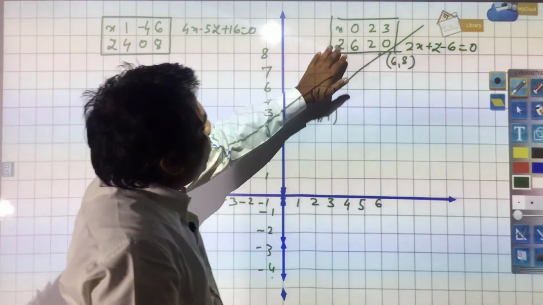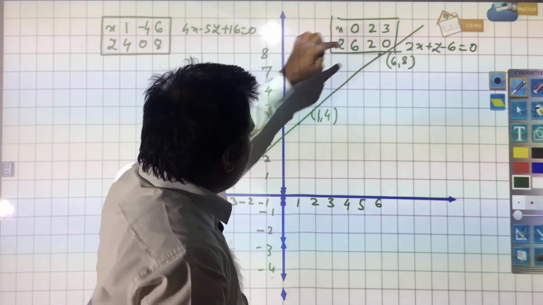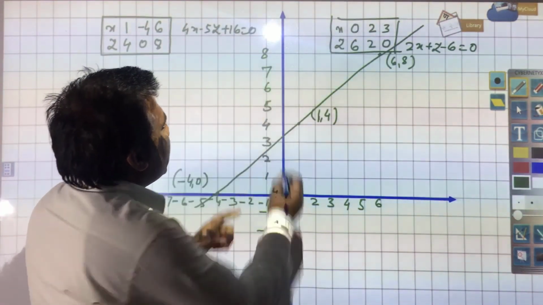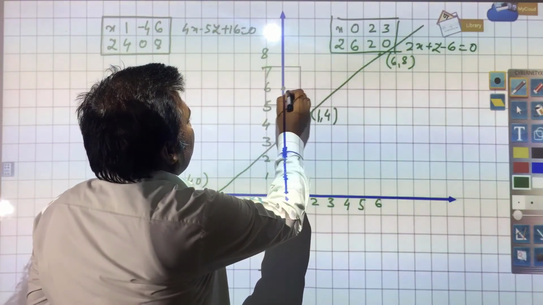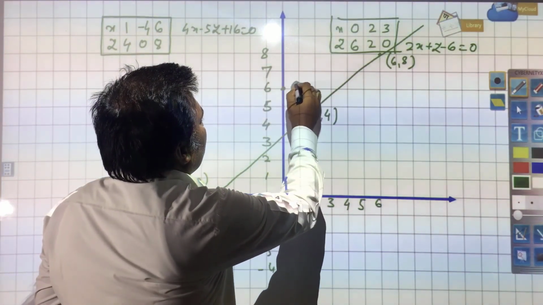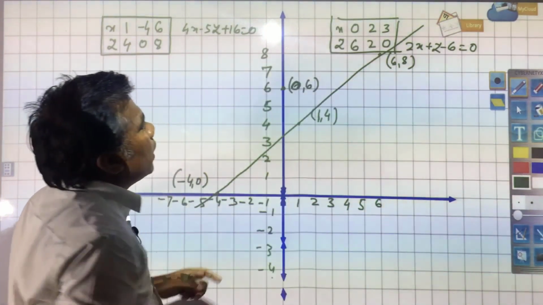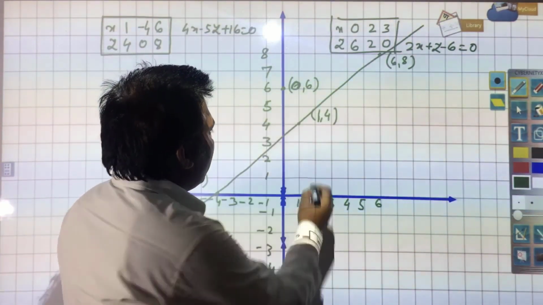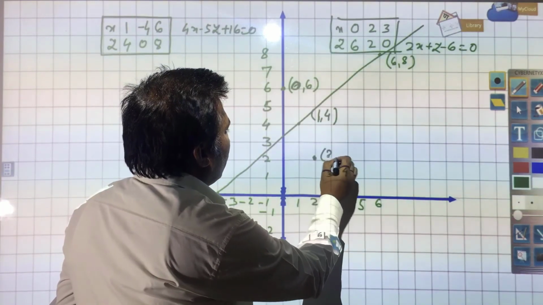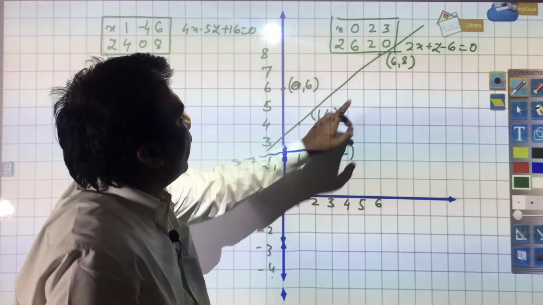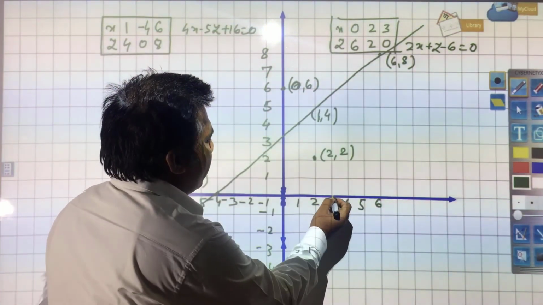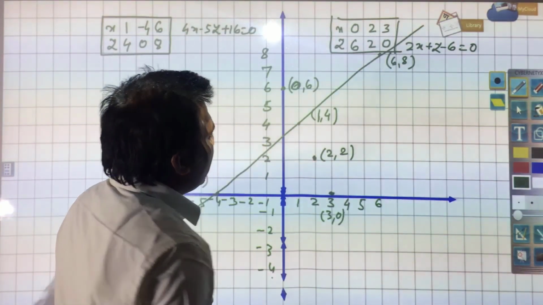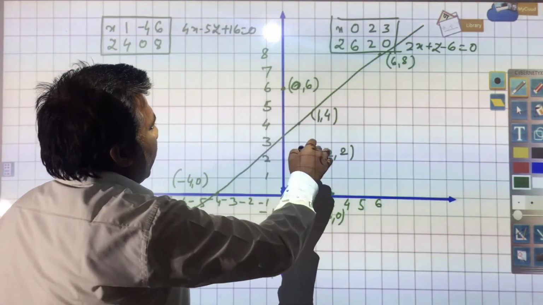Second graph you need to plot, coordinates are 0 and 6. Here you see you have 0 and 6. Then you have 2 and 2. So, here you have 2 and 2. Then you have 3 and 0. Here you have 3 and 0. Now these points are required to be joined.